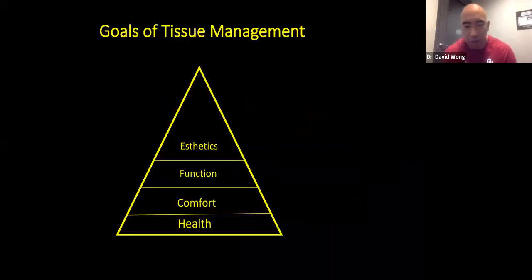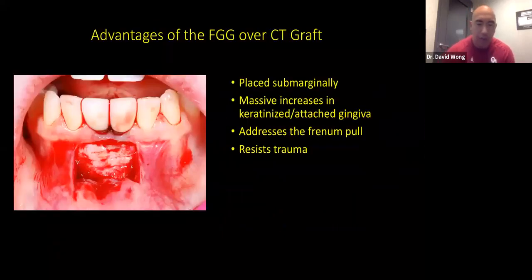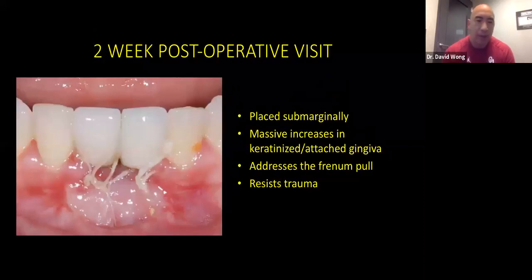So once again, with health in mind, what gives you the best result? So for me, I reflected a partial thickness bed here, and I went with a free gingival graft because I can place it submarginally and not mess with the free gingival margin and possibly make it worse. I know with a free gingival graft, I'm going to get massive increases in keratinized and attached gingiva. We can adequately address the frenum pulls. And I know over time, even if she still brushes hard or whatever, that keratinized tissue is still going to be there. So this is 2 weeks after a free gingival graft.